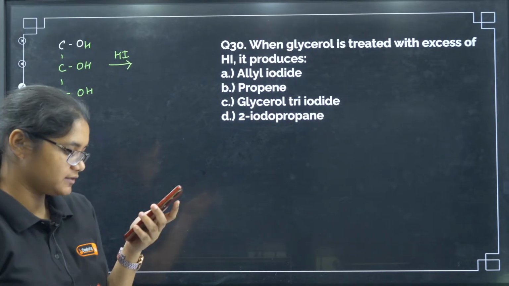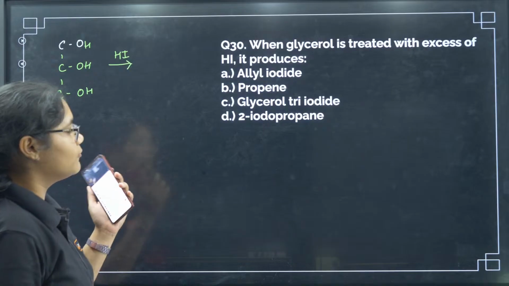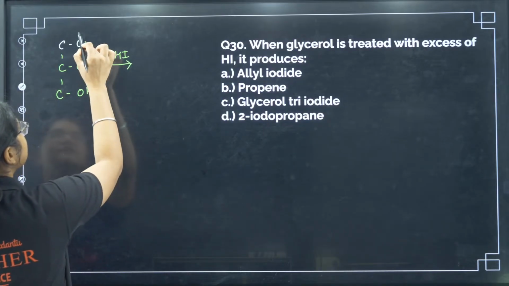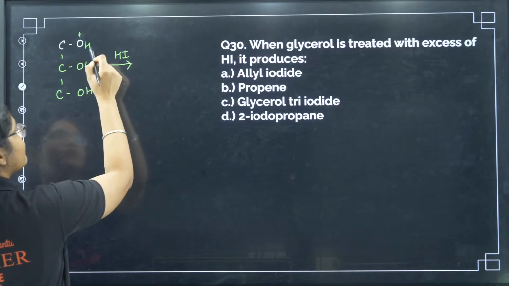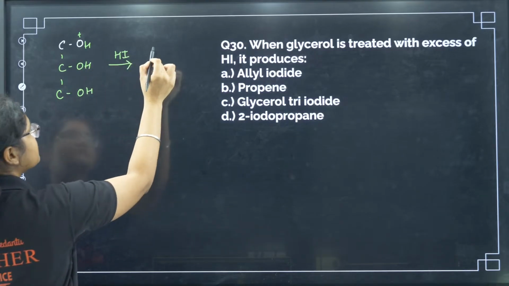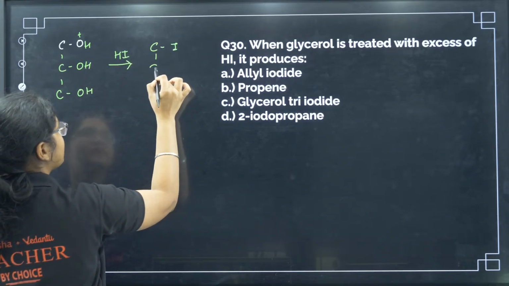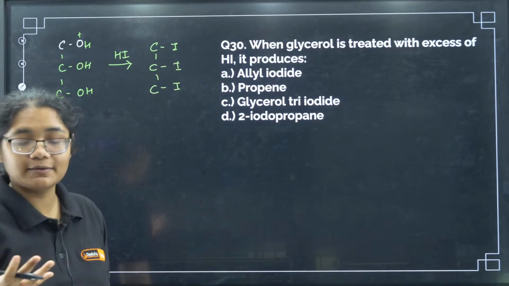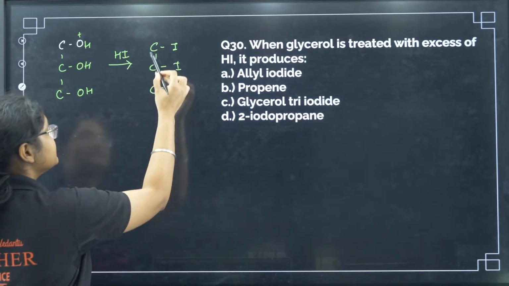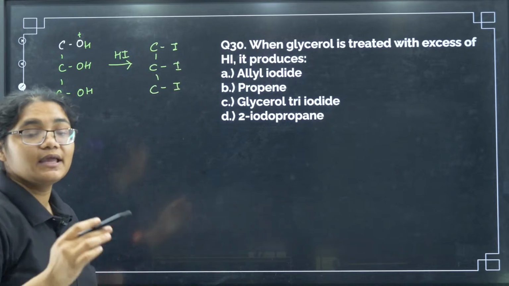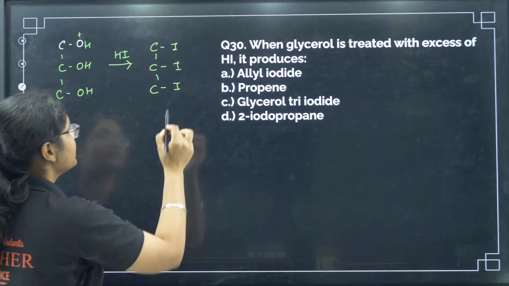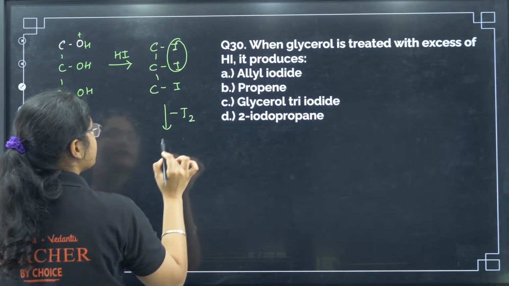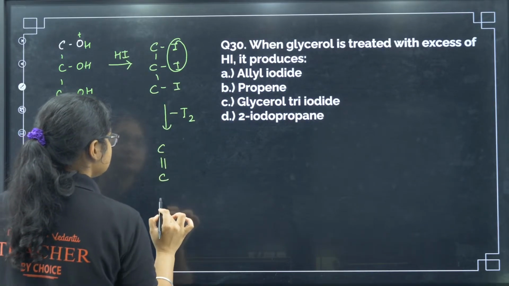Okay, I want all of you to be more careful here, because all of you have answered this wrong. First, the O plus will get protonated, O plus H2 will form, then I minus will replace, so you will get a compound like this. Now, iodines are very big, and two adjacent carbons having iodine will be highly unstable. So this iodine will be removed as I2, and you will get a compound like this.